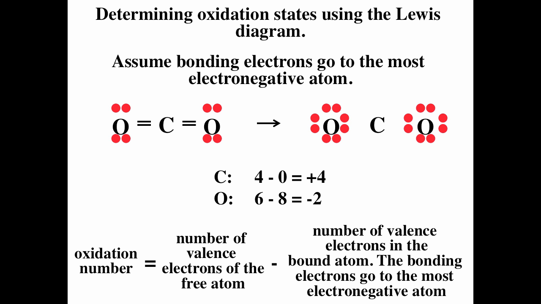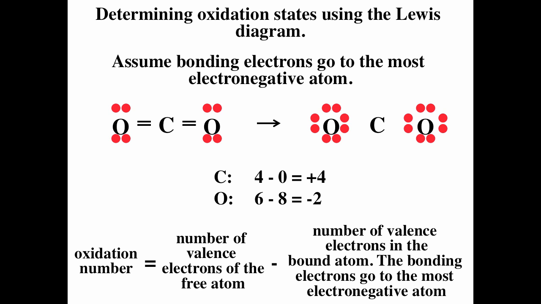Now what we do is, oxidation number is going to be the number of valence electrons of the free atom minus the number of valence electrons of the bound atom, with the bonding electrons going to the most electronegative. For oxygen, it's in the 6th column of the periodic table, and so an atom of oxygen has 6 valence electrons. Notice on the right, we have 8 electrons around the oxygen, and so 6 minus 8 gives us an oxidation state of -2 for the oxygen.